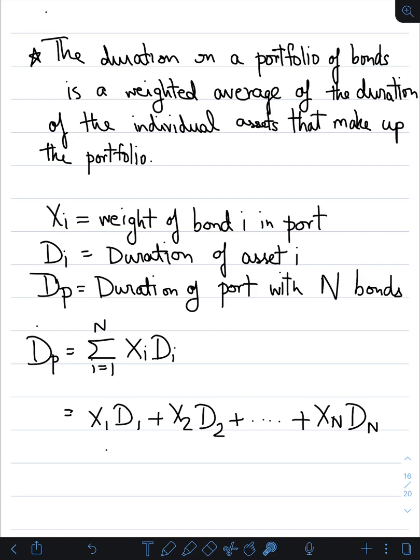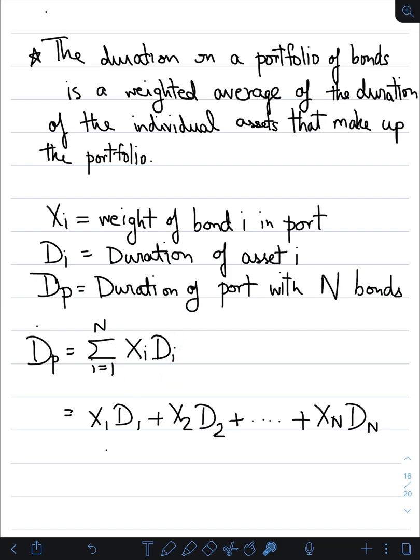We multiply by some weight, by that bond's duration, we sum it up, and then we end up with the duration of the portfolio. So let's say xi is the weight of bond i in the portfolio, di is the duration of that bond, of that asset i, dp is the duration of the portfolio, and let's say we have n bonds in our portfolio. Then dp, the duration of the portfolio, is just going to be the sum of xi times di.